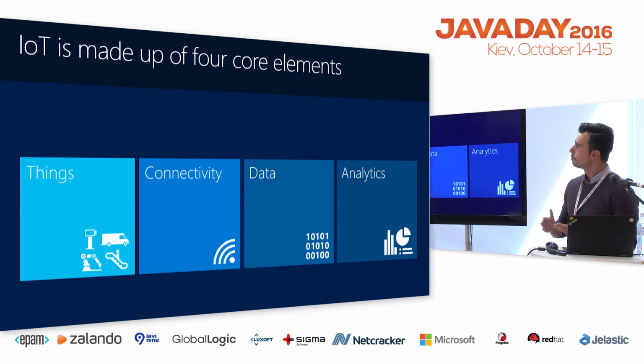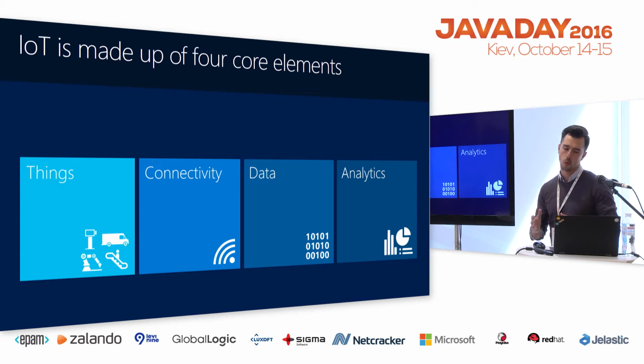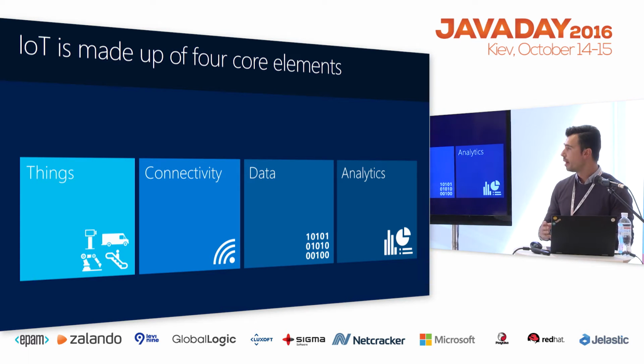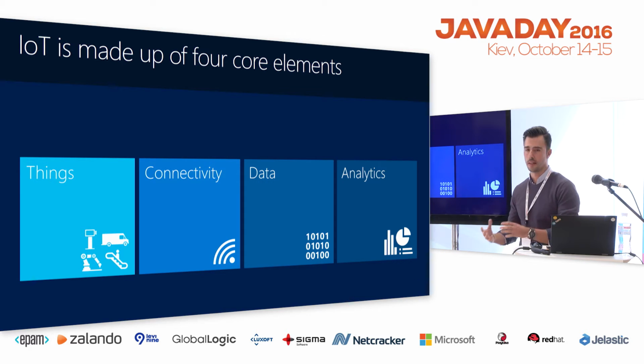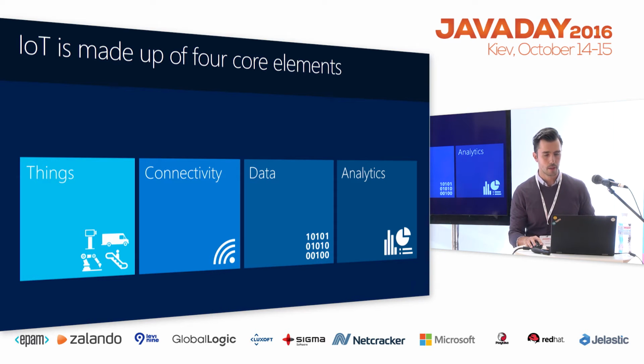So for me, IoT can be generally split into 2 things. One is the things and connectivity, and the other part is the data and analytics. In the first session, I will be covering the things and connectivity, and in the second session that I have later today, I'll be talking about the data and the analytics part.